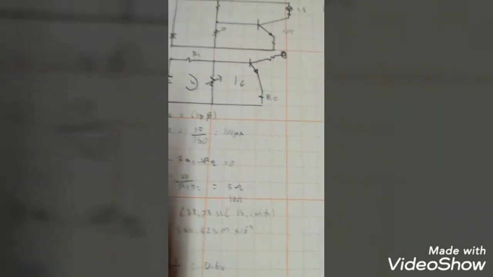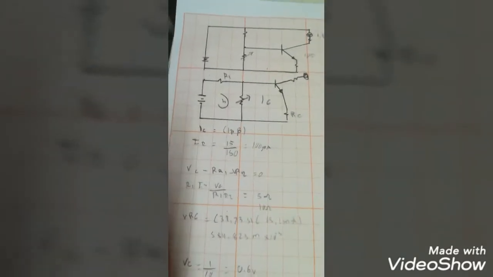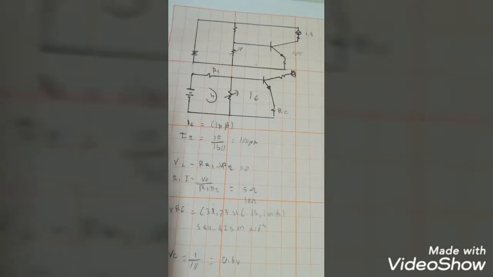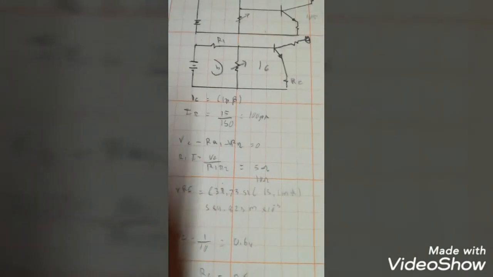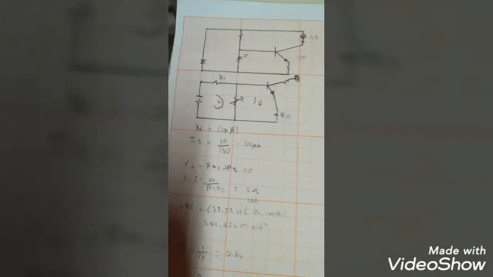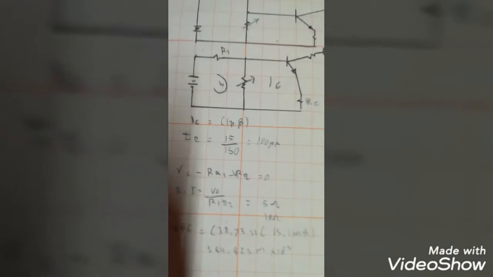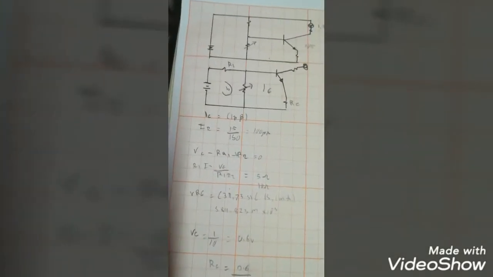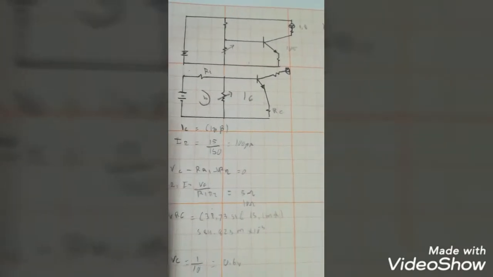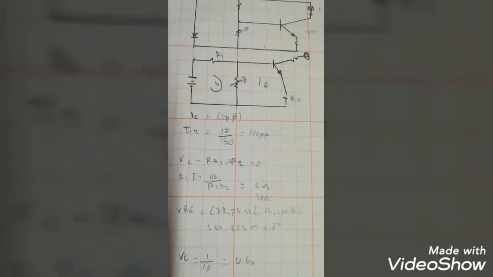First we need to change the circuit a little because it's better to analyze it. So we have that IR1 is equal to 5 volts over 150, and that gives us 100 nanoamperes.